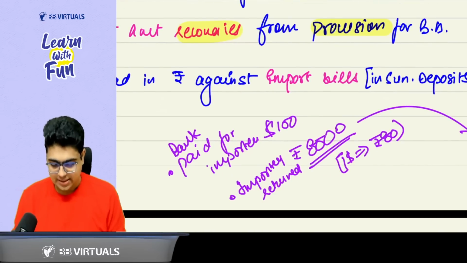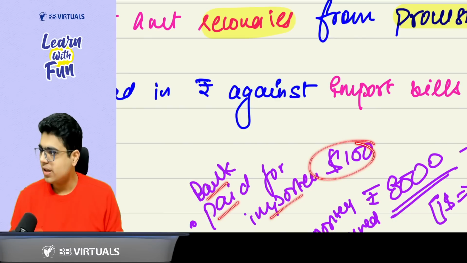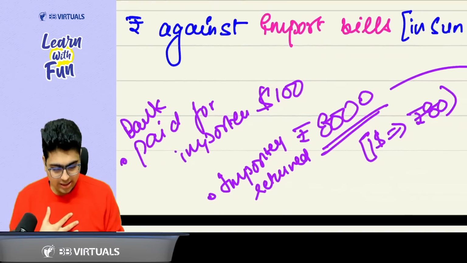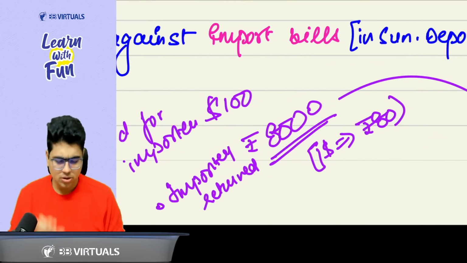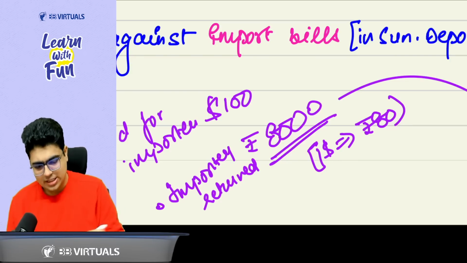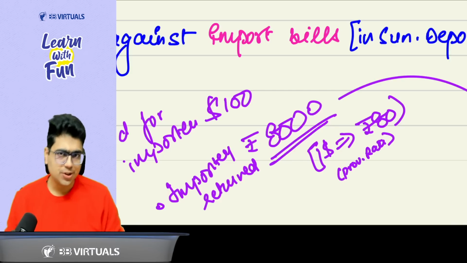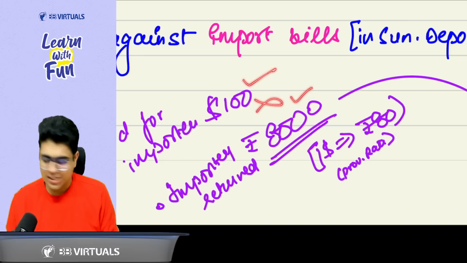Everyone, please try to understand. Let's say a bank paid for the importer $100. Now, the importer returned to the bank rupees 8,000. Sir, how did he return rupees 8,000? So, importer took the rate $1 is equal to 80, and this is not the final rate, this is the provisional rate that the importer took. Now, sir, this bank paid how much? $100. How much the bank got? 8,000. So liability should be set off?